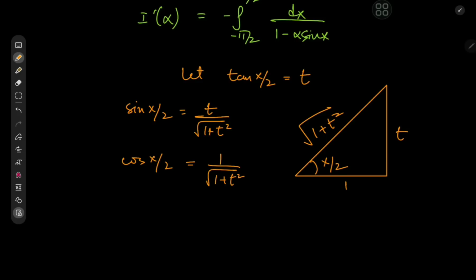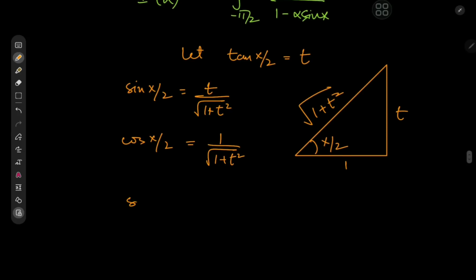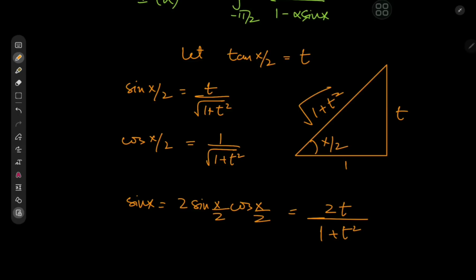Now we need the sine of x. So sine x by the double angle formula equals 2 sine x by 2 times cosine x by 2. So that means we're just left with 2t divided by 1 plus t squared, which is quite nice.